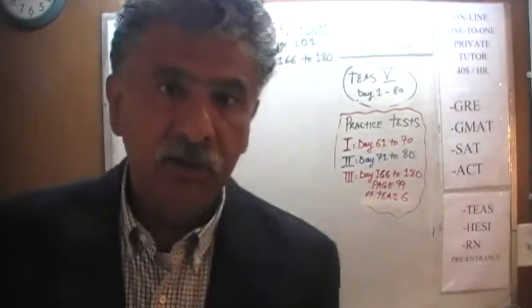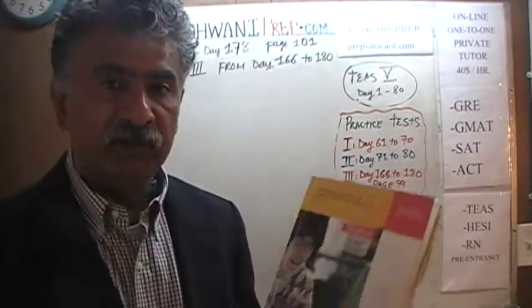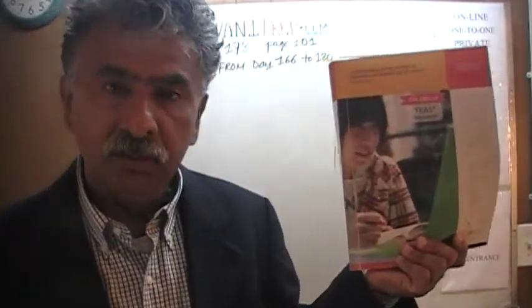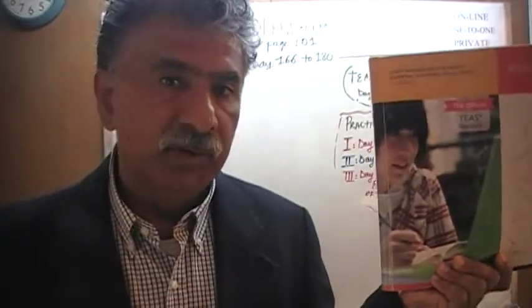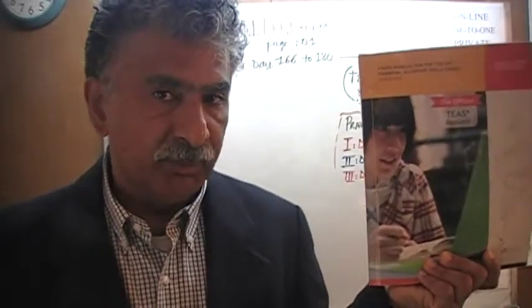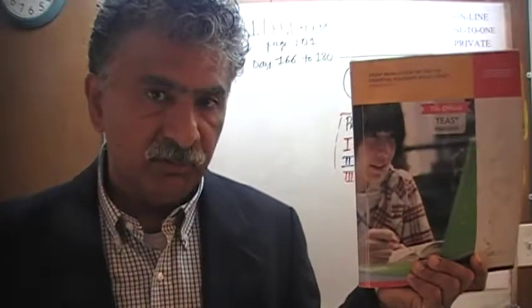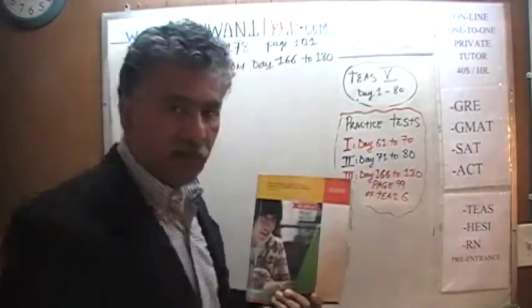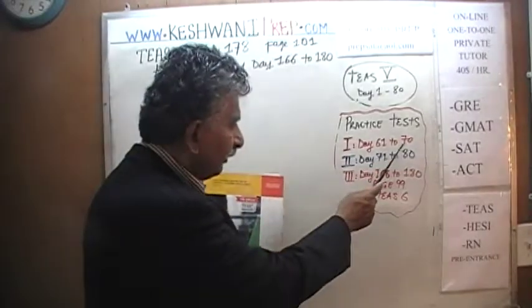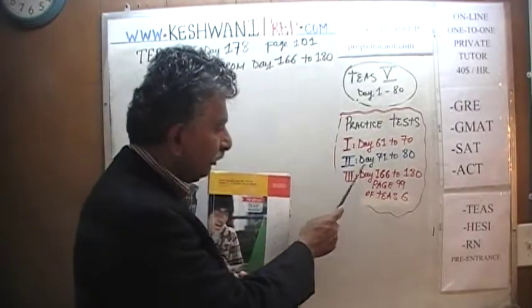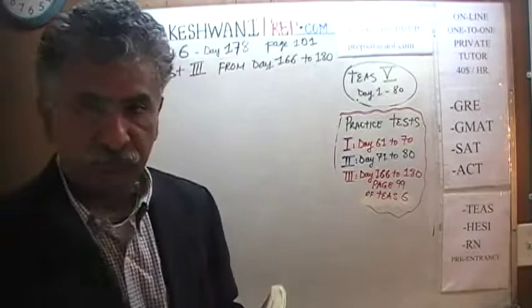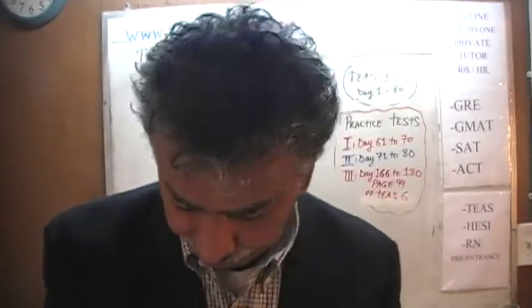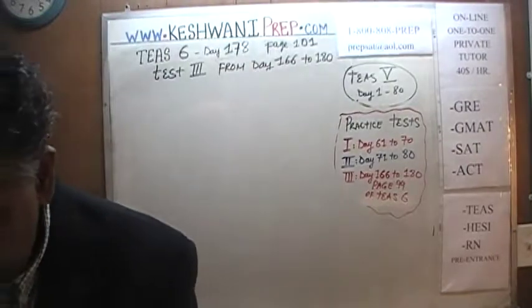If you're interested in solving problems from two more exams, exam number 1 and exam number 2 appeared in the previous edition, the 5th edition. We have solved every single problem that appeared in the 5th edition, from day number 1 through 80. The exams are from day 61 through 70. Exam 2, the test 2, we did from 71 through 80. Just type in TEAS day 71 and you will see exam number 2. Today we'll do problem number 25 and 26.